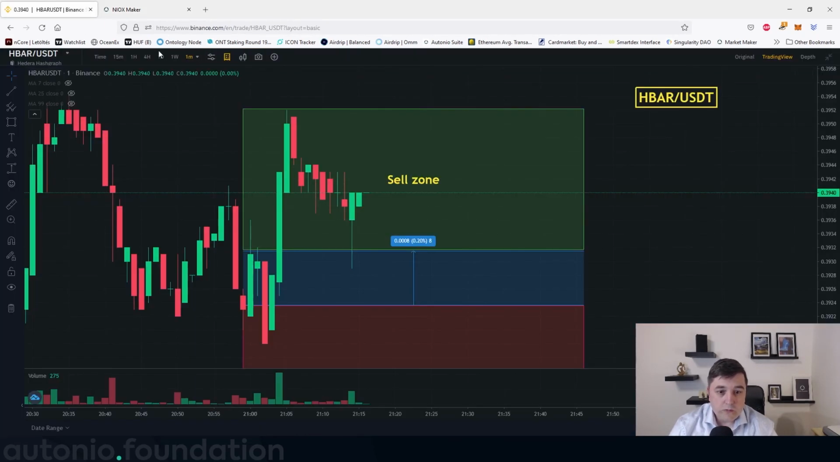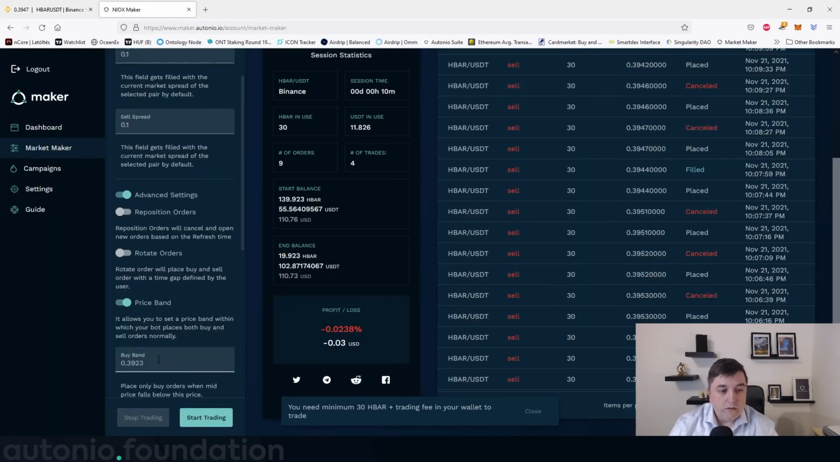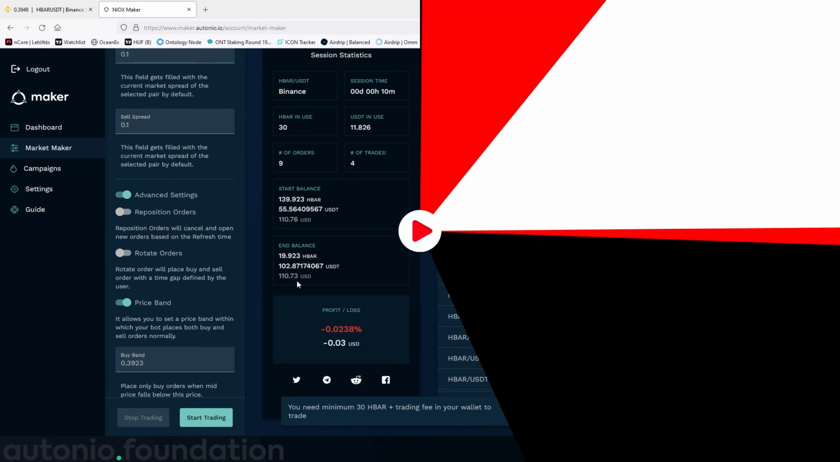And of course you need to monitor what the market maker does and how the price action goes, and if the price action goes against you, like in this case, then you have to adjust accordingly, like stopping the market maker and setting up differently and starting over.